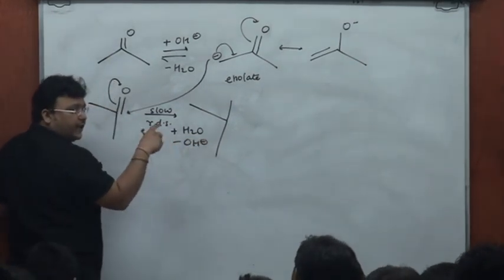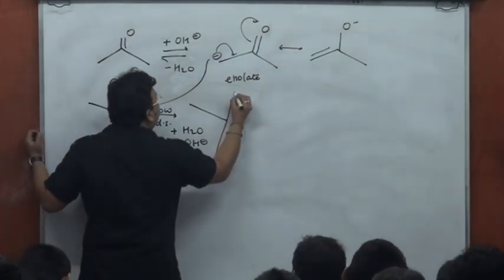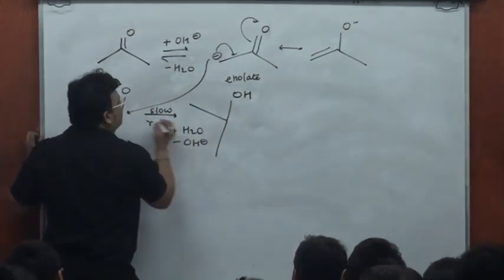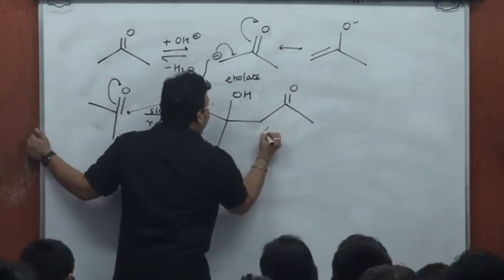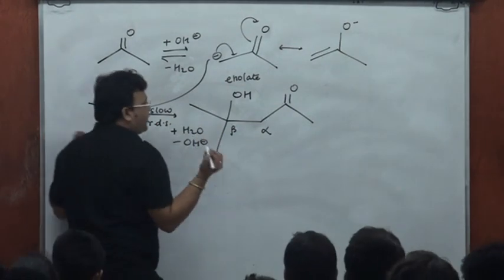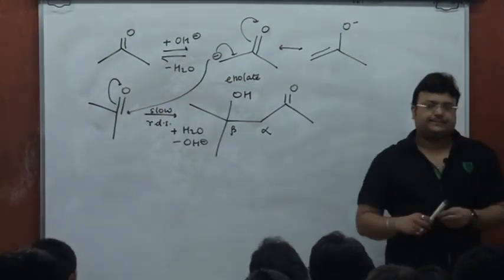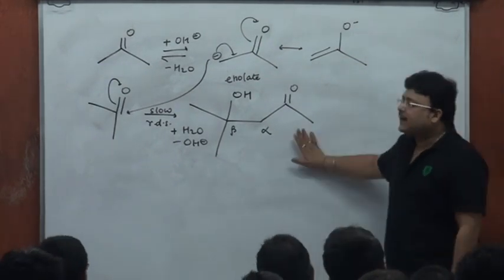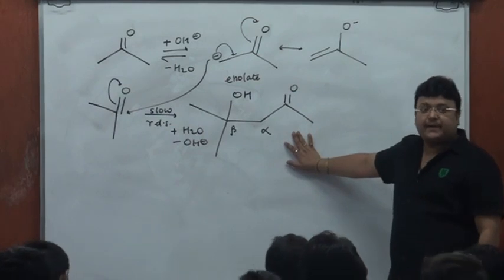And now I'll want to draw the aldol right away. So this O minus would mature to an OH, and this will be attached to the alpha carbon of another molecule. See, yet again what I find is a beta hydroxy compound, yes or no? So this would be the aldol of acetone. I've got a beta hydroxy compound.